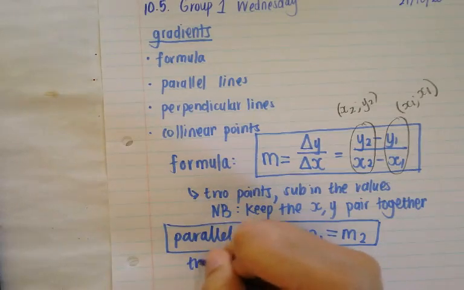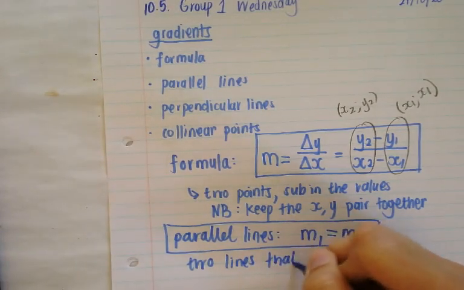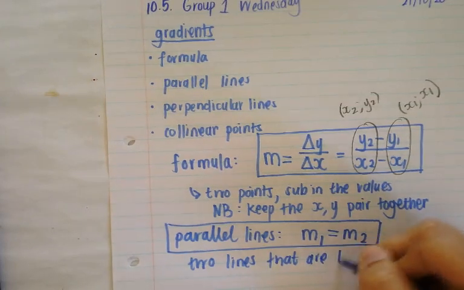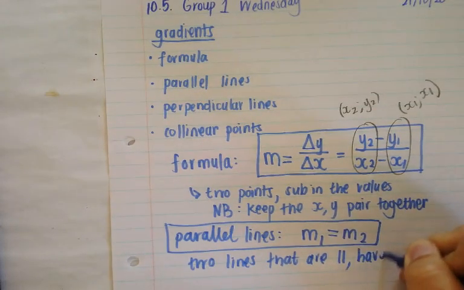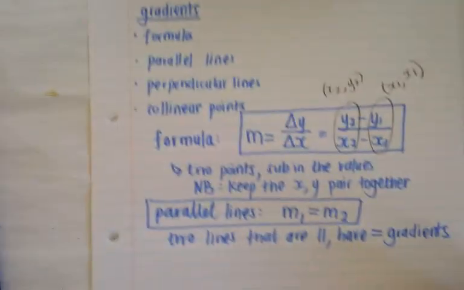Or two lines that are parallel have equal gradients. Just writing it in words for you from the formula.